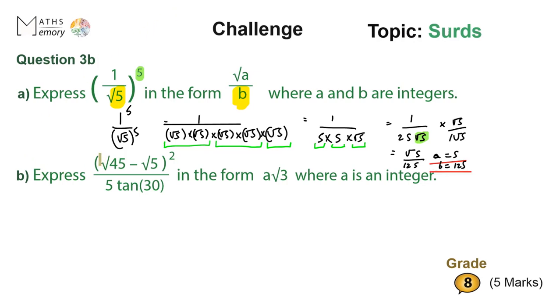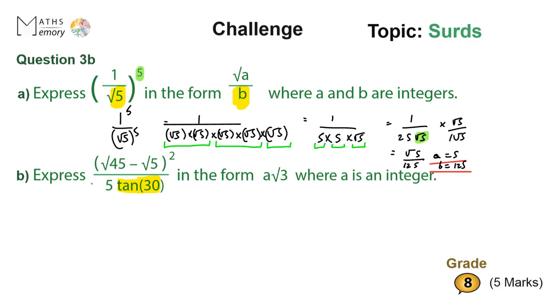So part B, express root 45 minus root 5 squared all over 5 times tan 30 in the form of a root 3. So when we see this, again, it looks complex because of this tan 30, okay? But you should know your trig tables by now, or get it off a calculator. You should convert this into a fraction. But first of all, let's do this numerator over here. So root 45 minus root 5.